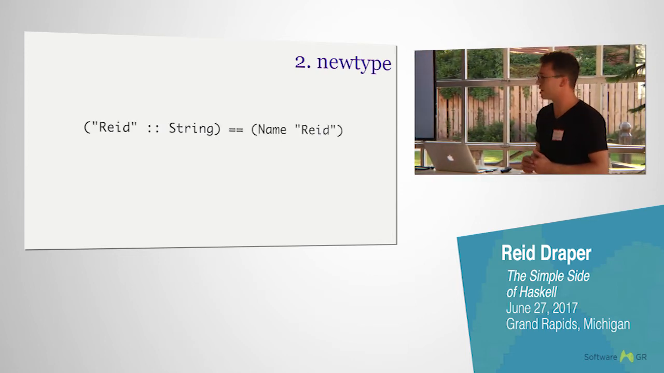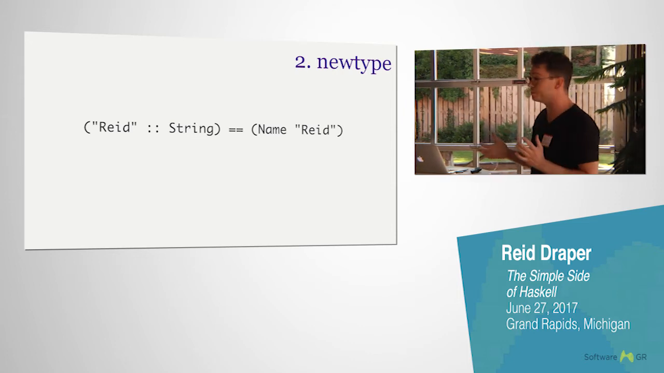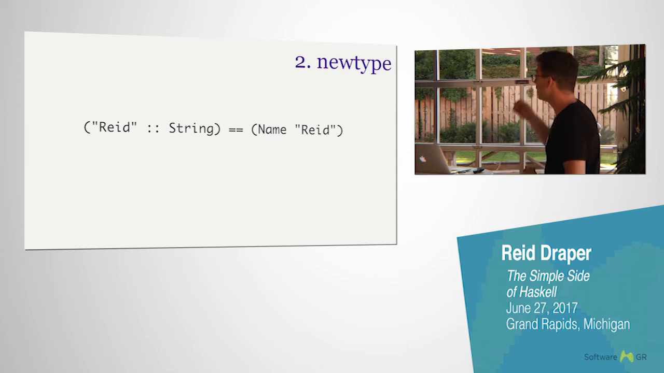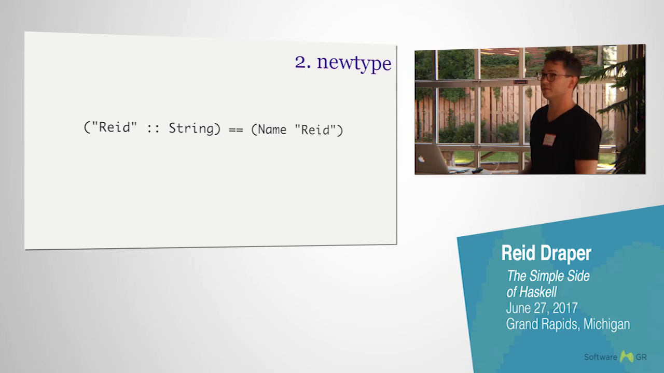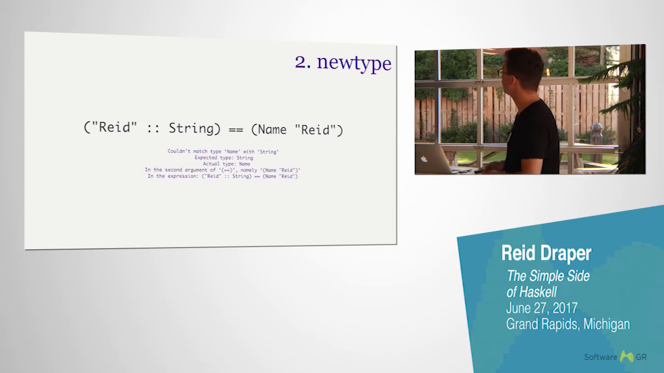So just to drive home a few of these properties. We created this new type called name. Its underlying representation is a string. And so I'm asking, is read the string equal to name read? What's going to happen? Is it going to say false? It won't compile. Yeah. So that's pretty cool, right?